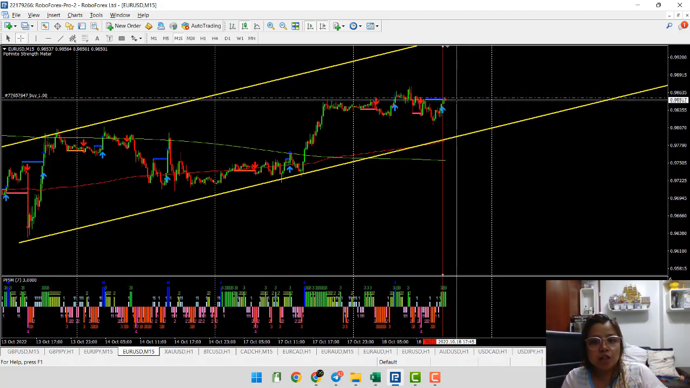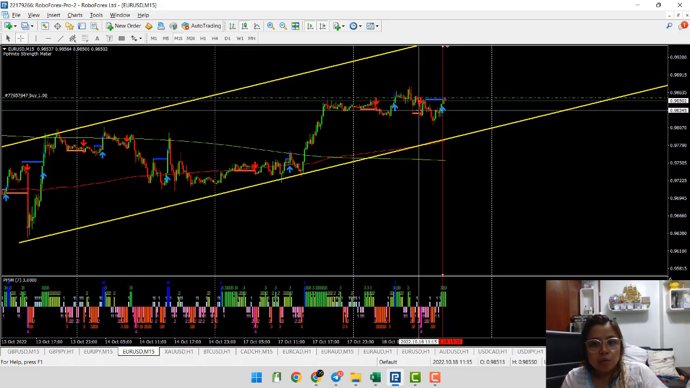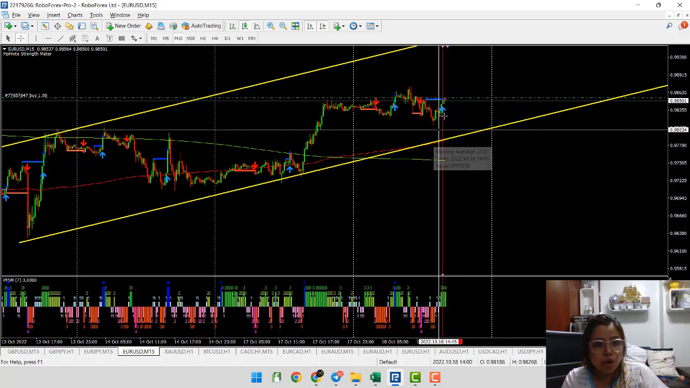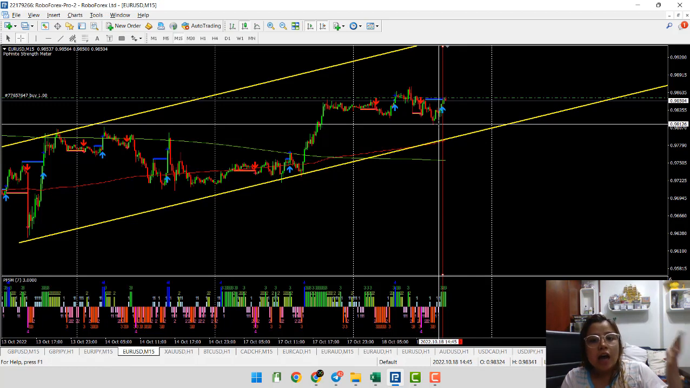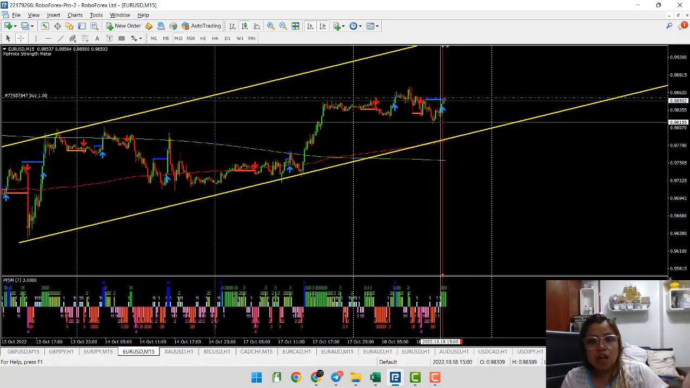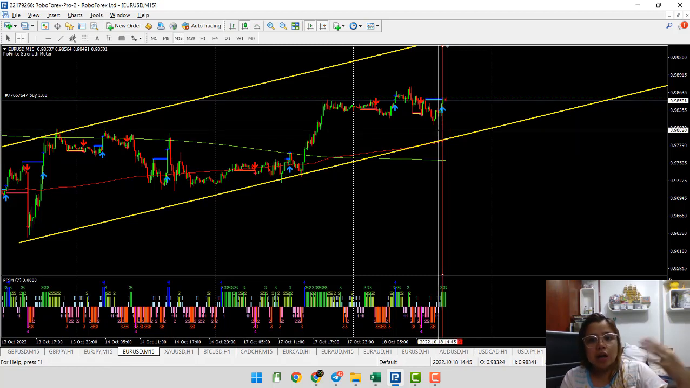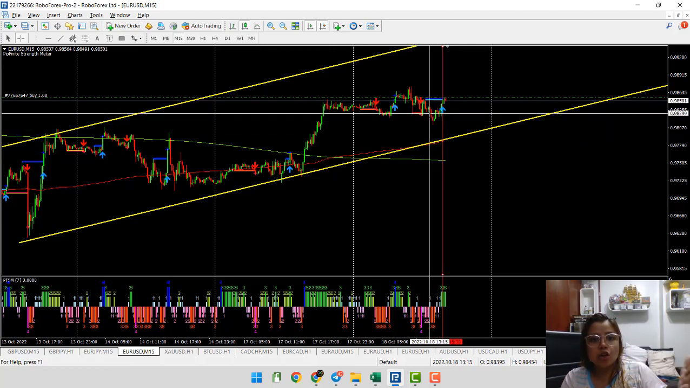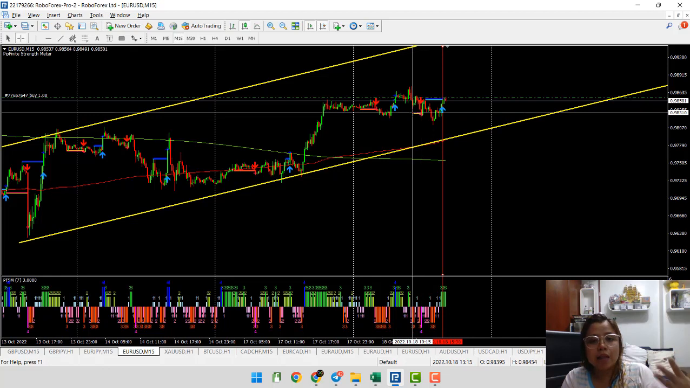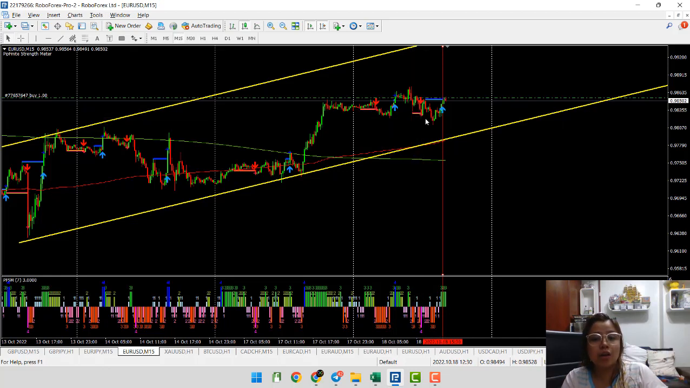Because if not, if I get invalidated at this point, therefore I will be looking at a different direction in terms of trading Euro USD. So it will give me an indication that I should be looking to sell, or maybe the trend is going back to what it was originally doing. So that's how I will be able to look into it.